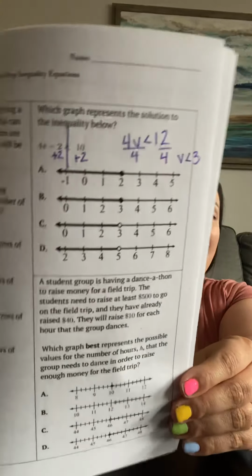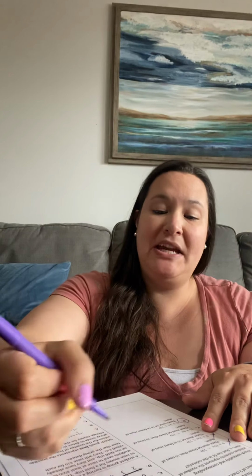I'm going to add 2 to both sides, and I end up with 4v is less than 12. Then I divide both sides by 4, and I end up with v is less than 3. So I'm looking at one of the ones that has the dot on 3. So that would be B and C. So I can get rid of A and D.